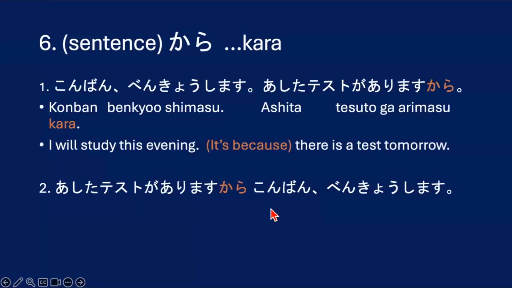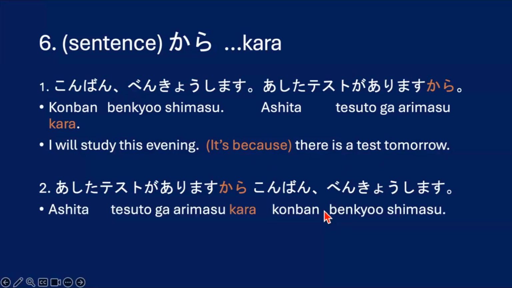You can also do this. 明日テストがありますから今晩勉強します. So I flipped the kara sentence part and then the result. So you can do that. It's kind of like the sentence with the clause with because and then the other independent clause. All right. So you can compare, and they mean the same thing.